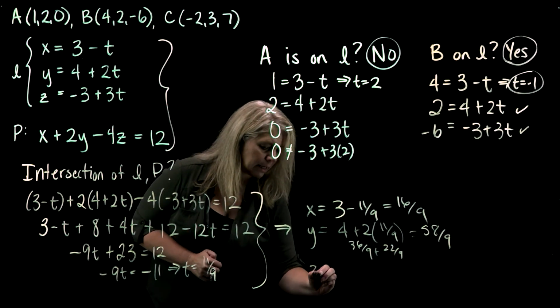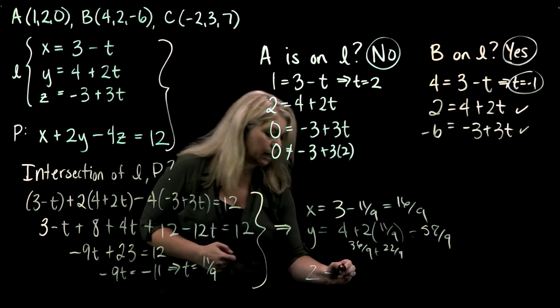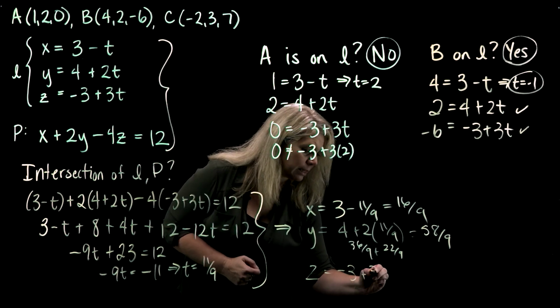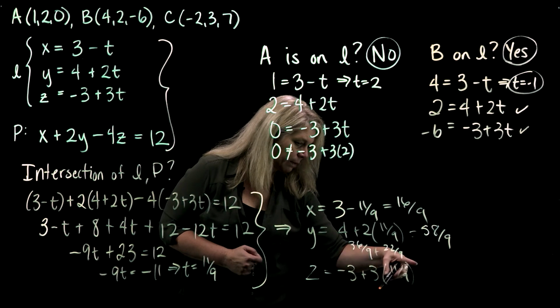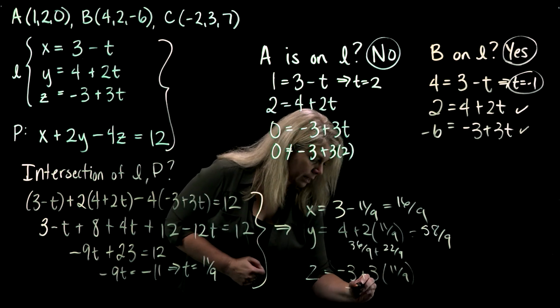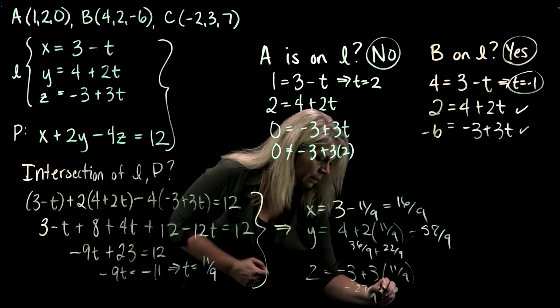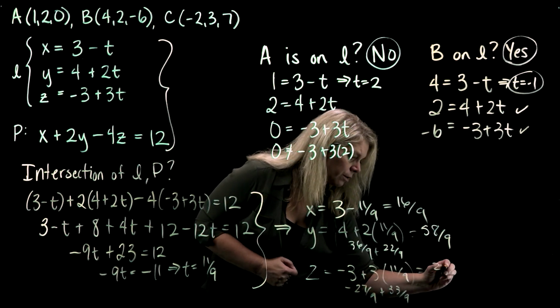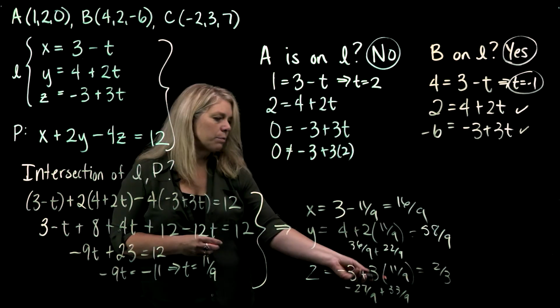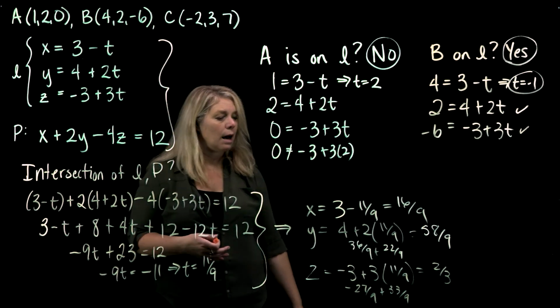And then for z, negative 3 plus 3 times my t value. So this will be 33 ninths, so negative 3 is negative 27 ninths plus 33 ninths. Looks like we'll get 6 ninths or 2/3. All right, so those would be the coordinates of the point that would intersect.